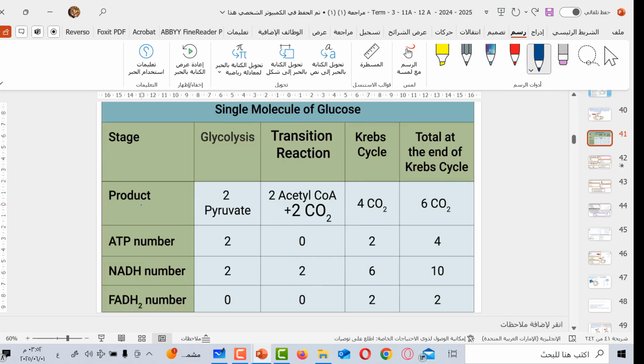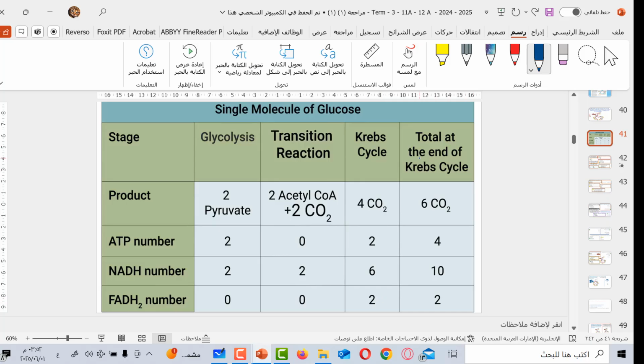CO2 in Krebs cycle is 4. Every cycle from every pyruvate gives us 2. ATP number 2. 6 from NADH, sorry, and 2 FADH2.